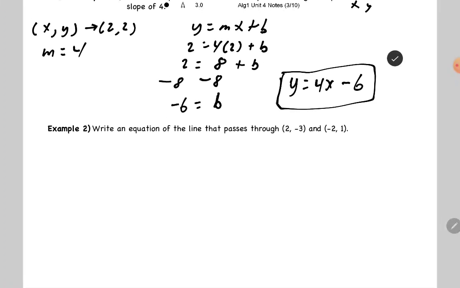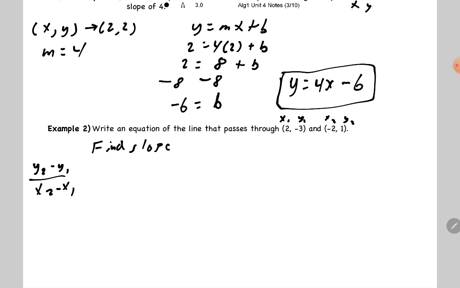Alright, write an equation of a line that passes through 2 comma negative 3 and negative 2 comma 1. Okay, so what we need to do is find the slope. So I'm just going to do right minus left. So remember, slope is y2 minus y1 over x2 minus x1. So I'm going to do right minus left. So this is my x1, y1, x2, y2.